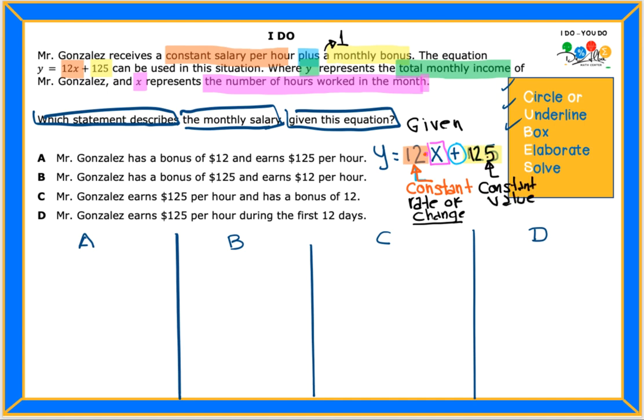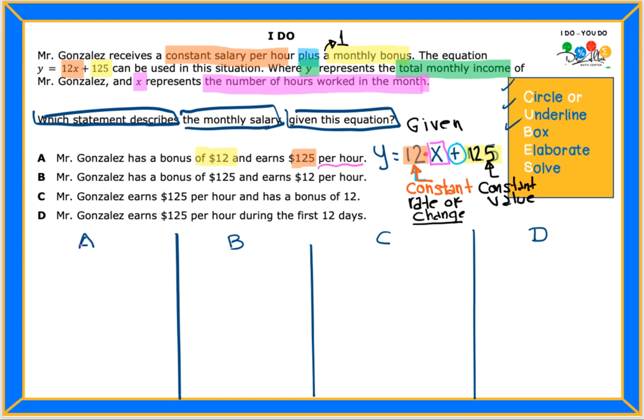Okay, so now we're gonna try to see how all this information fits in here. Then here on choice A, let's get started with choice A. They said Mr. Gonzalez has a bonus of 12. So this is the constant value here. And then they said he earns 125. This is the salary. And this is per hour.